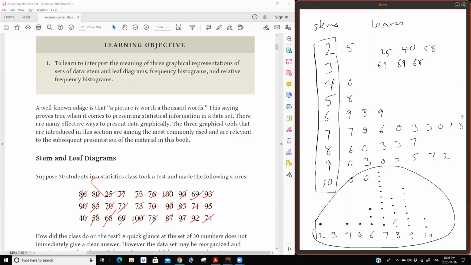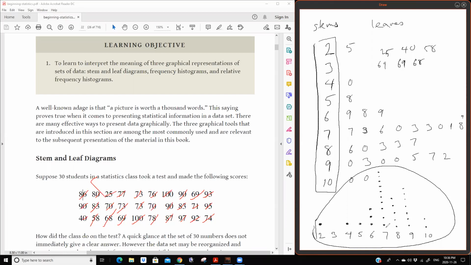So when I look at the dot plot, I really don't know that these people who are in the 60s, what did they get? Did they get 60, 61, 62, 63? It's not exactly known to us. We only know that there are 3 people who are in this group. However, you can get a lot of information about how data is distributed just by looking at the dot plot.